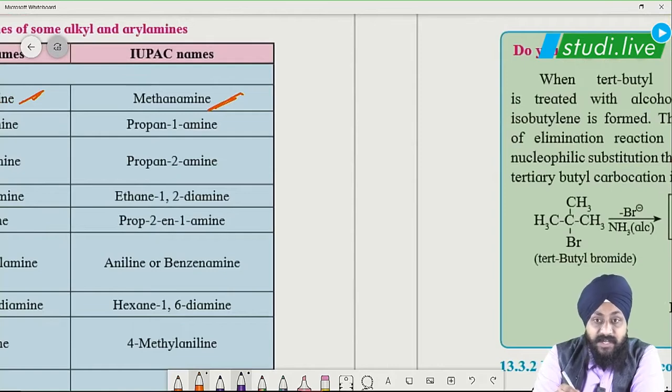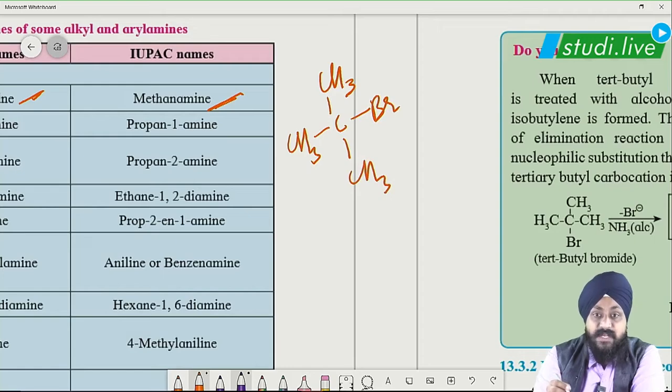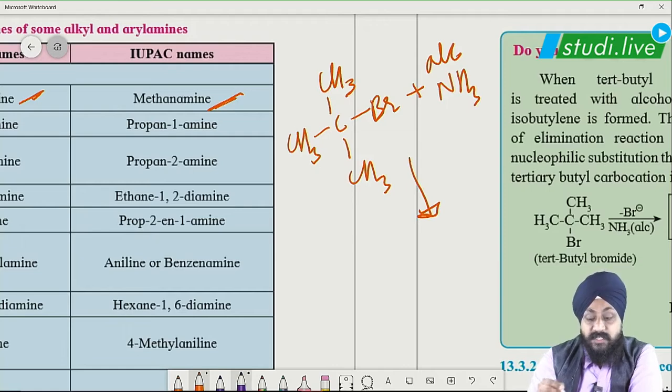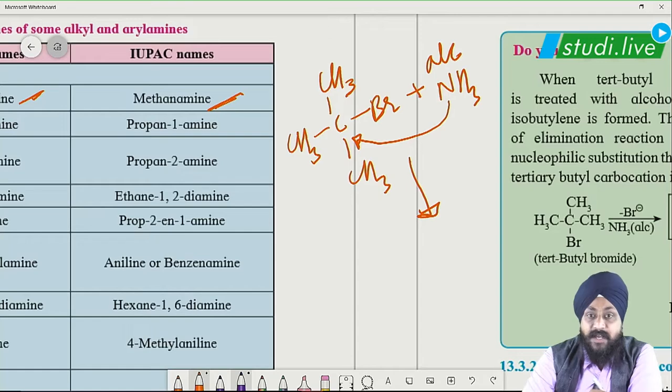See students, if the alkyl halide is tertiary, like this, with CH3, CH3, CH3 and Br, and then there is your alcoholic ammonia. Now students, instead of nucleophilic substitution reaction, it will undergo elimination, because it is becoming difficult for the nucleophile to come and attack at this particular carbon.